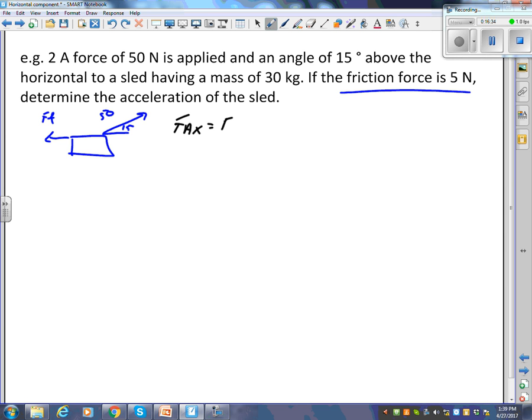FAX is equal to FA cos theta. 50 cos 15.